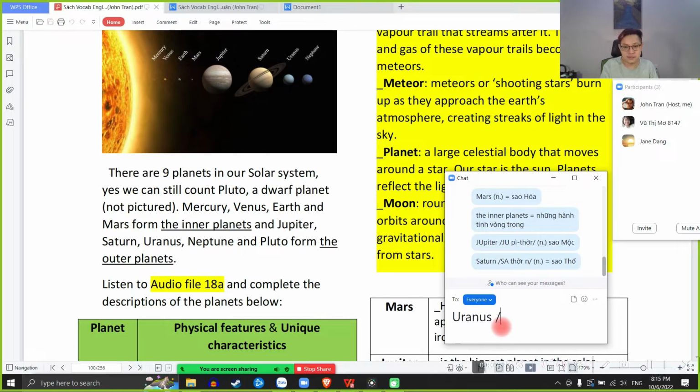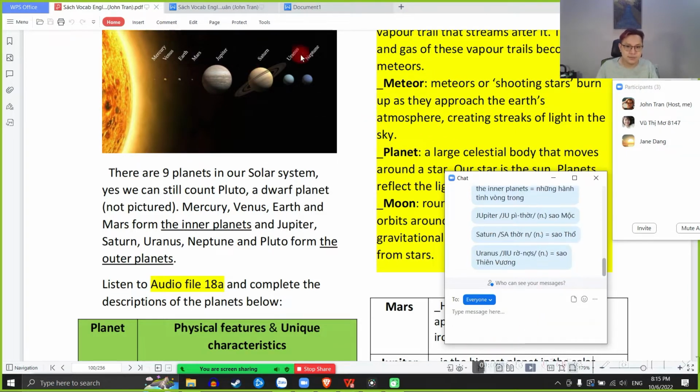It's pronounced Uranus, I think. Uranus gọi là sao Thiên Vương hay gọi là Thiên Vương tinh đó. So this is Uranus, you can see here.